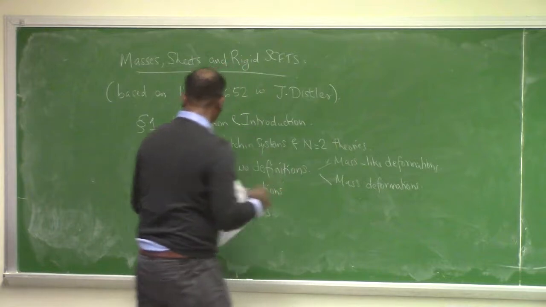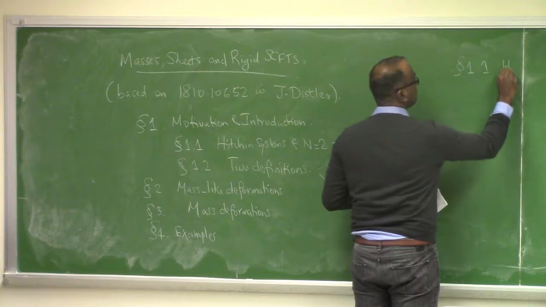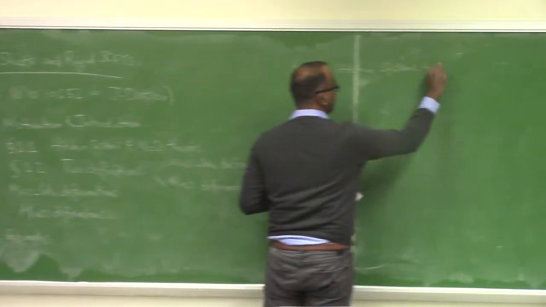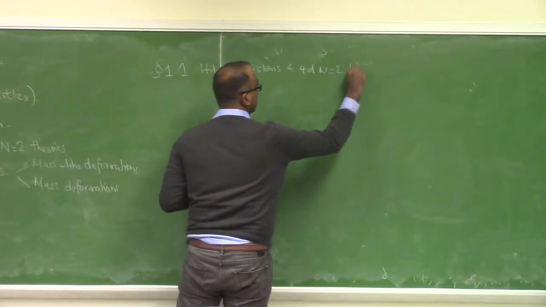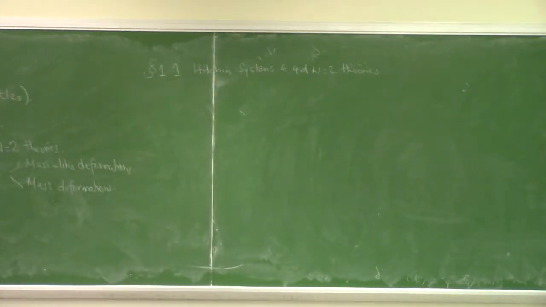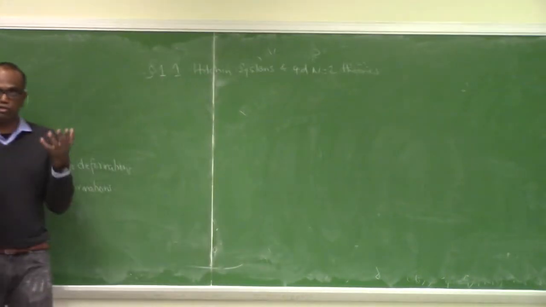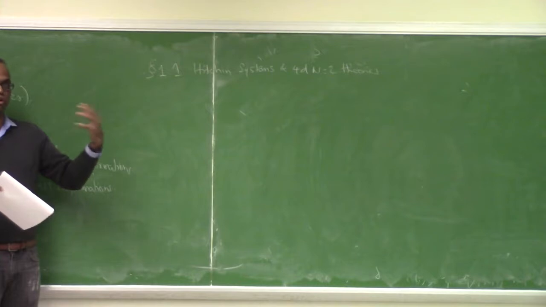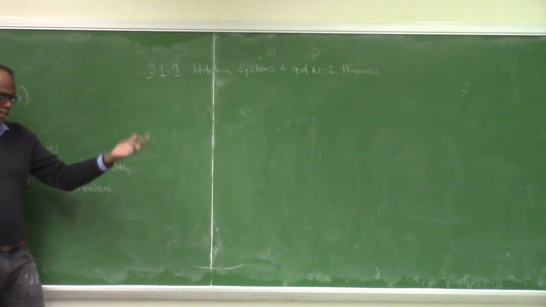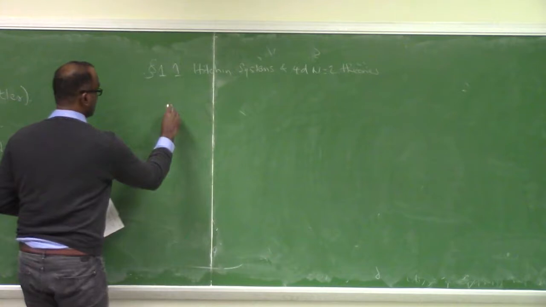Okay, so let me begin with the relation between Higgs systems and n equals 2 theories. Physicists are interested in 4D n equals 2 theories for several reasons. A short way of telling you why they're interesting is they give you an intermediate case where you have some non-perturbative control and you also have some degree of rich physics behavior. For example, you can have asymptotically free theories, you can have conformal theories, and so on.